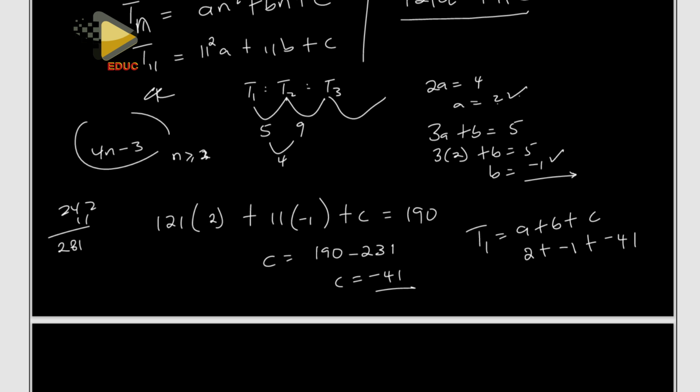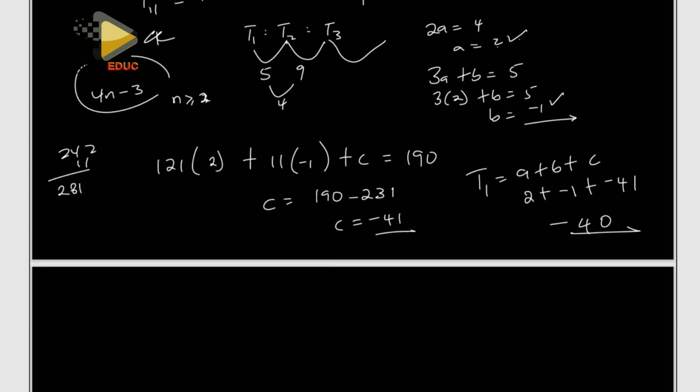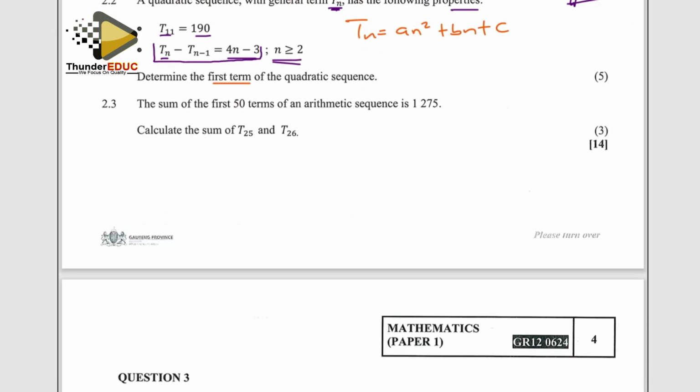When I simplify that, what do we get? Alternatively, you can just substitute into the Tn formula since you have your Tn. So it's going to be 2n squared minus n minus 41. Then put a 1 there. You get the minus 40. I don't know, that's what I'm getting anyway. So you'll confirm if there are any errors. Please feel free to slot your comments down there.